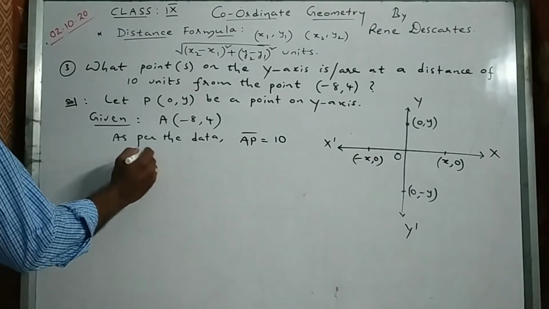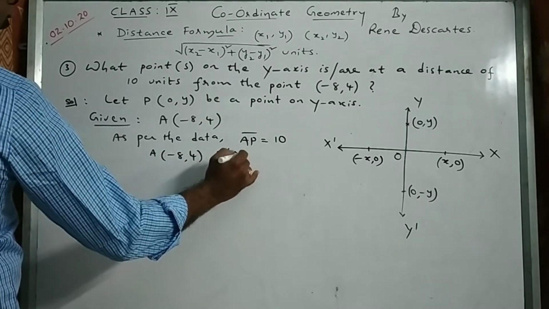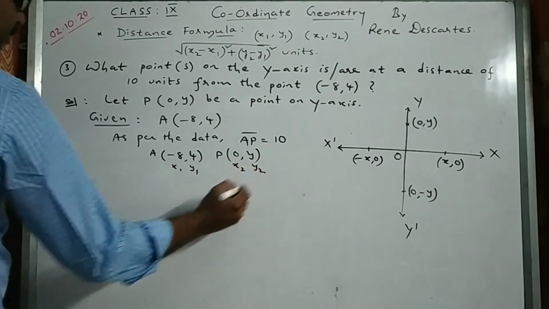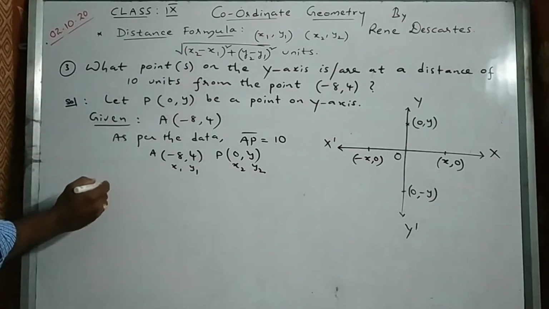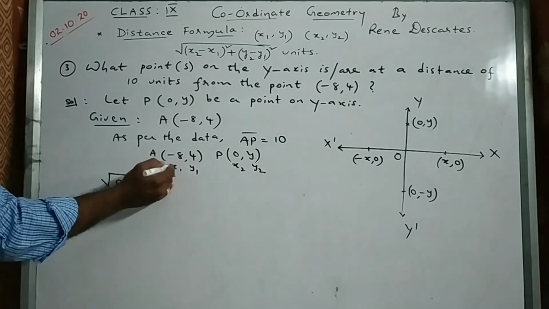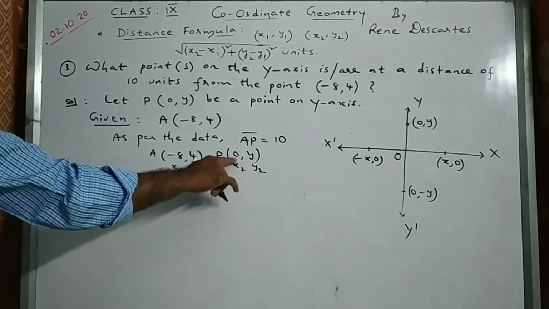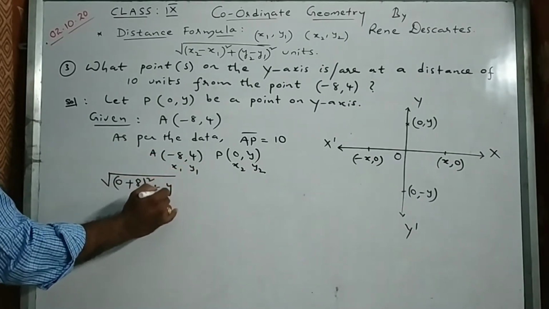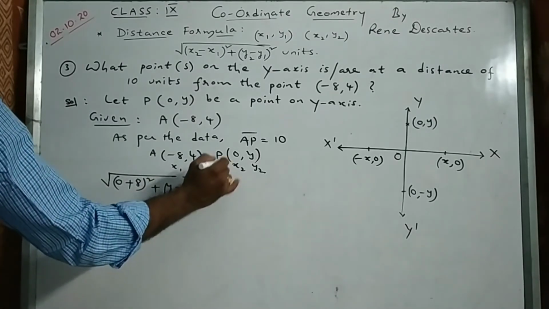So I will find the distance here. What is A here? Minus 8 comma 4. P is what? 0 comma y. Take this as x1 y1, this as x2 y2. Can you find the distance now? What is the formula to find the distance? I told you already: square root of x2 minus x1 whole square plus y2 minus y1 whole square. x2 means 0, minus x1 means already minus is there, plus 8. y2 means y, minus y1 means 4, whole square.